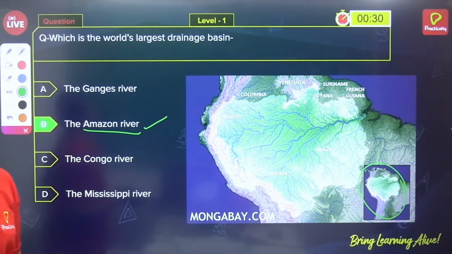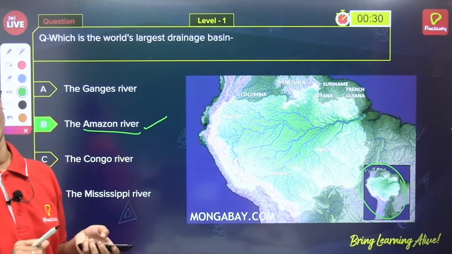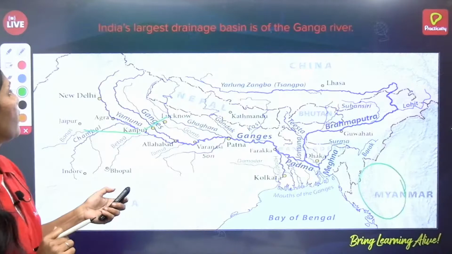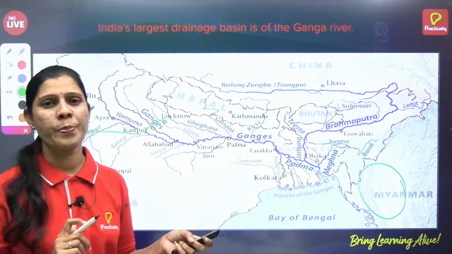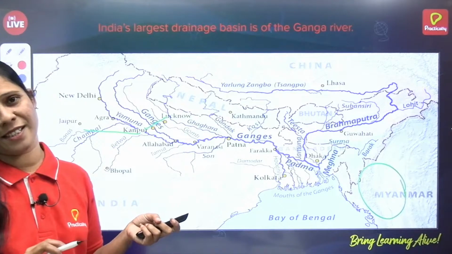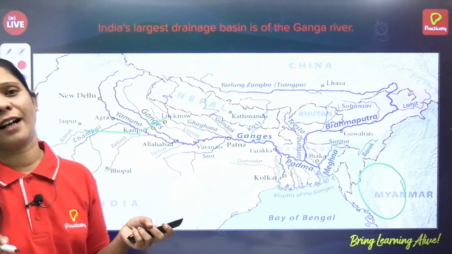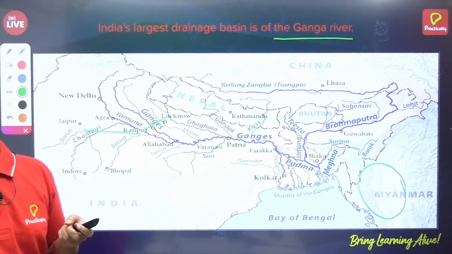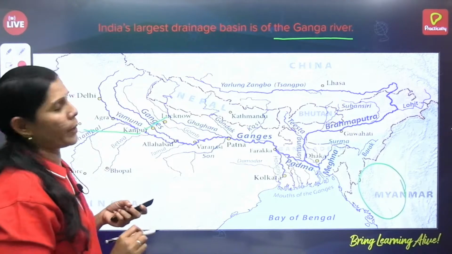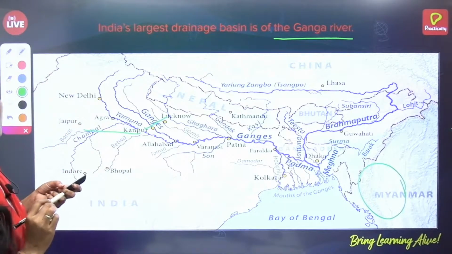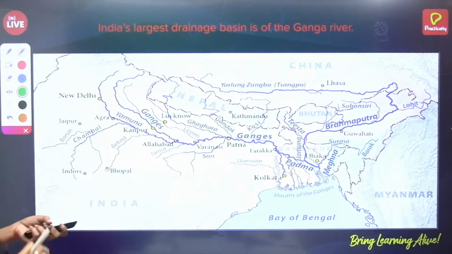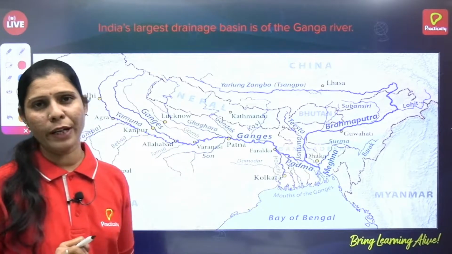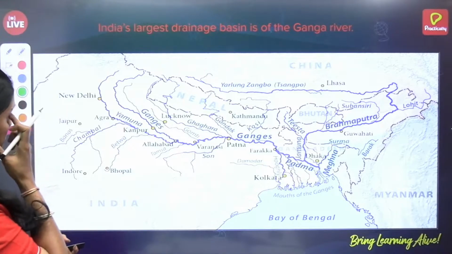And let us learn about our country: which is the largest Indian drainage basin? Can I get an answer from you all? Yes? India's largest drainage basin is the Ganges, that is the Ganga River. The Ganga is one of the most important rivers of India, and we pray to it as we consider it spiritually very important. We will learn in detail in the further slides.